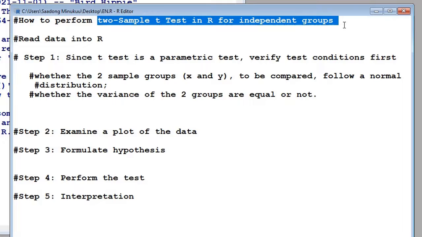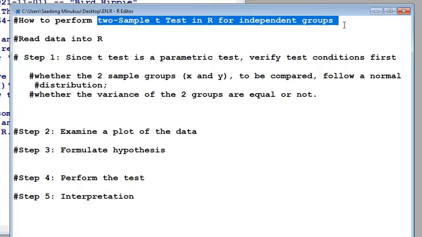or predetermined value. For instance, we may be interested in knowing whether the mean temperature of women is significantly different, in other words, less than or greater than 37 degrees Celsius. So in this case, we will perform a one sample t-test.